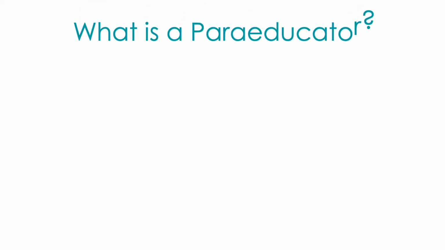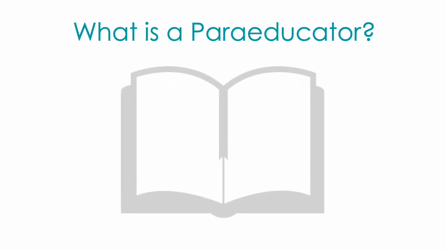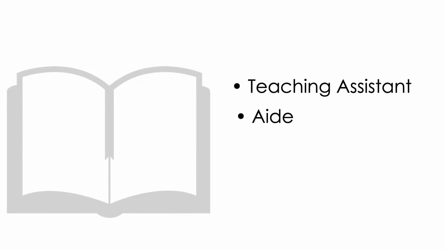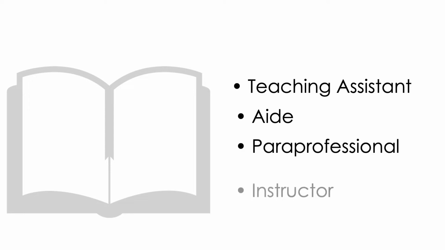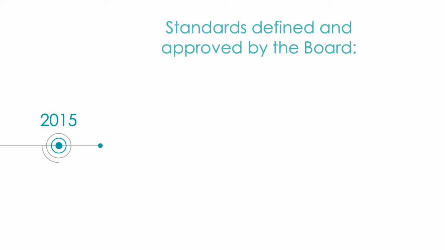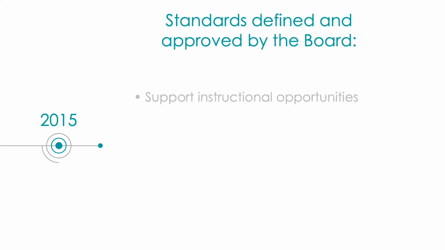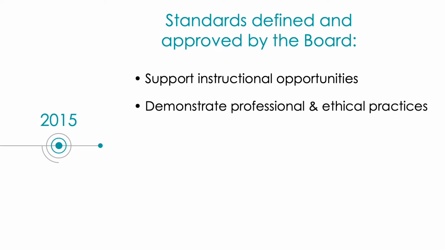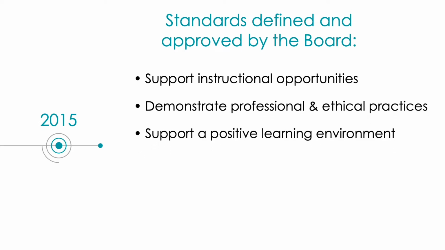The term paraeducator can refer to several job titles, including teaching assistant, aide, paraprofessional, and instructor. Schools may use any of these terms to define a paraeducator. In 2015, the Utah Standards for Instructional Paraeducators were approved and adopted by the Utah State Board of Education. These standards define the performance expectations for a paraeducator.